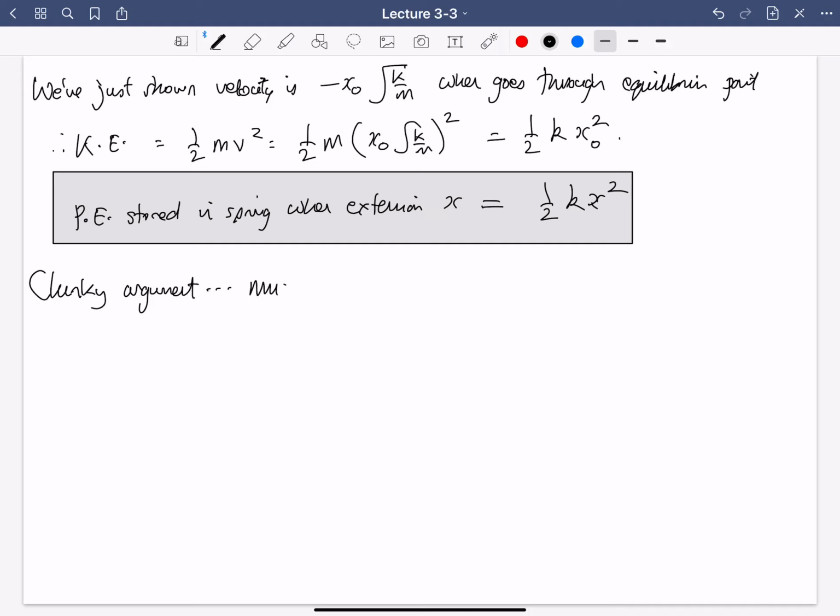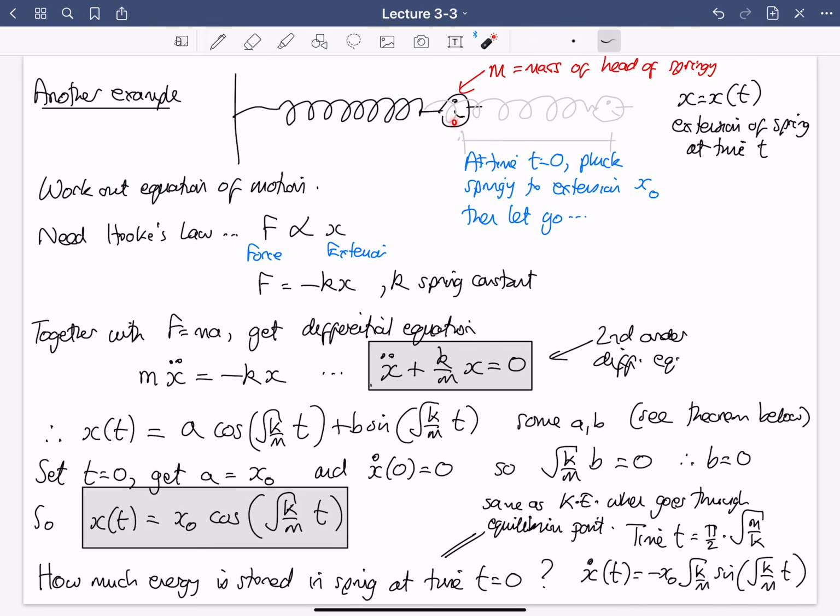Much better would be to use work is force times distance. A much better way of doing this is to ask how much energy we needed to put in when we initially plucked the spring out to extension x0. That was us exerting a force through a certain distance. But there's a little issue there, because the force in the spring is minus kx, so we would have been pulling the other way, applying force kx.